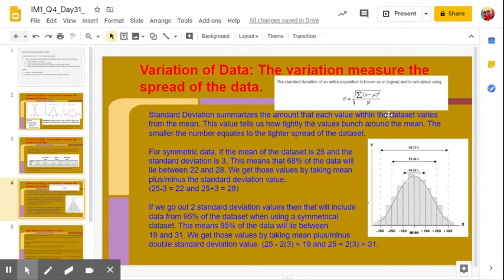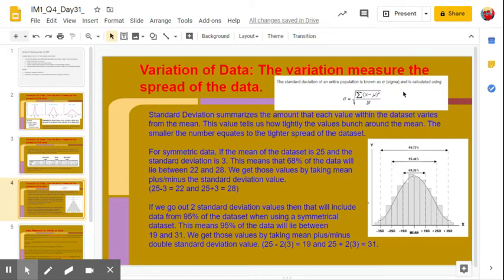So here's the fancy formula for it. Little sigma, the Greek symbol, equals the square root of the summation of the difference between each value in the data set and x bar, which is the mean value. You're squaring that, then dividing by the number of values in the data set, and taking the square root of it. So that's a fancy formula. For the purpose of this class, I'm not going to make you calculate standard deviation for a data set.